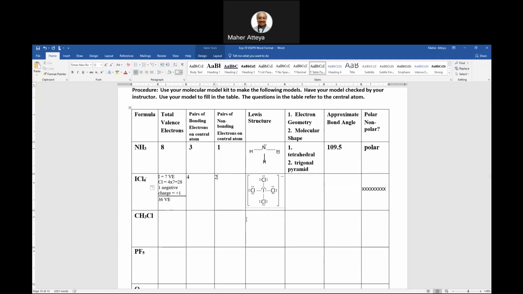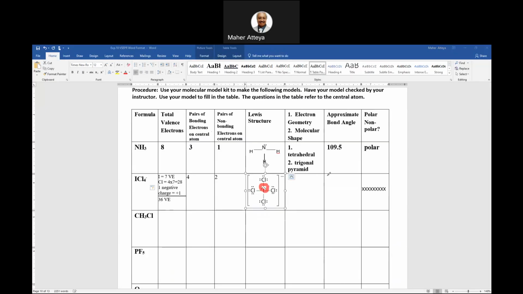And now, what is the electron geometry? What is the molecular geometry? Well, now if you take those out, correct? Are you following this?